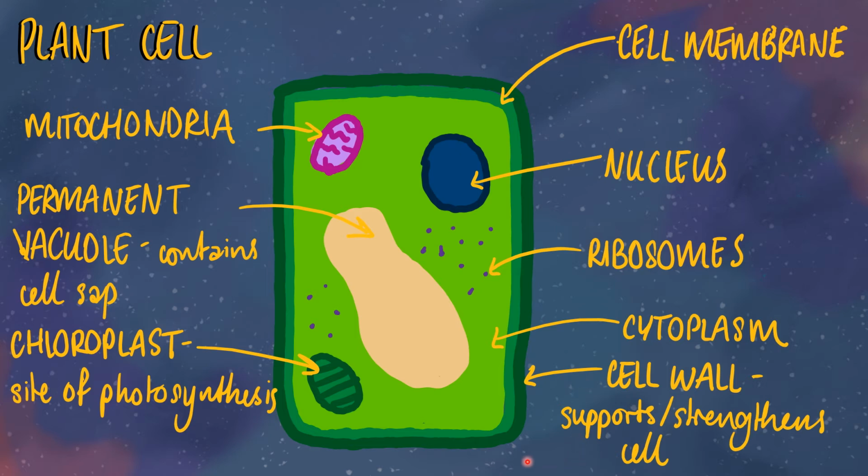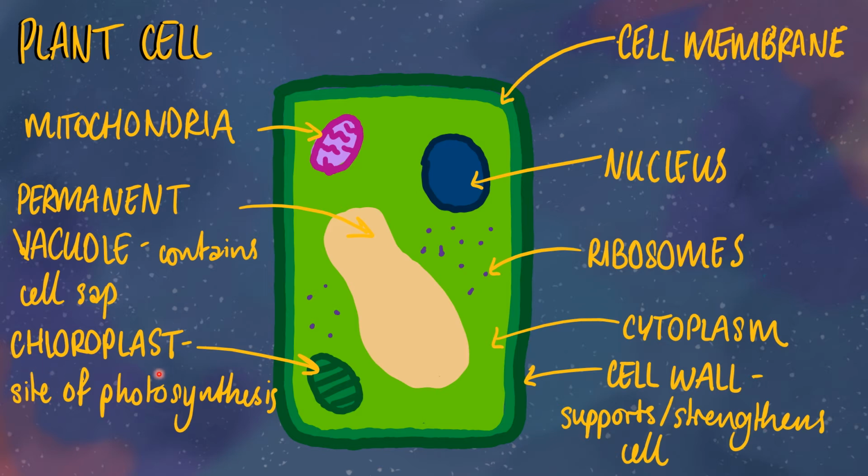Okay, so make sure you've got all of that down, please, and I want you to highlight the 3 things that are different in a plant cell. So there's the cell wall, the chloroplast, and the permanent vacuole. Everything else is the same as an animal cell, but plant cells have 3 extra things.